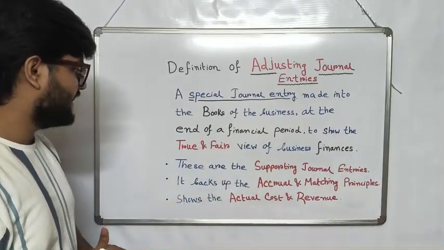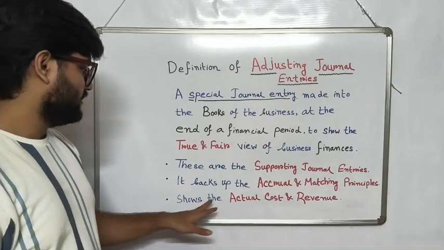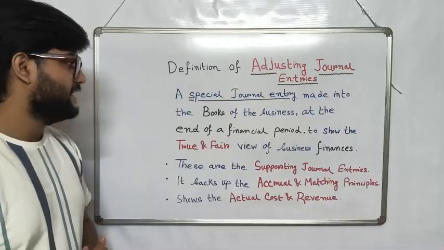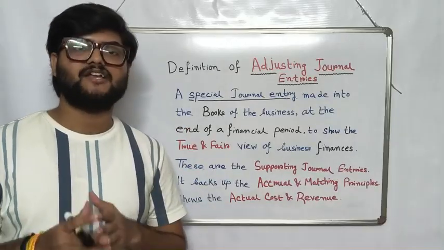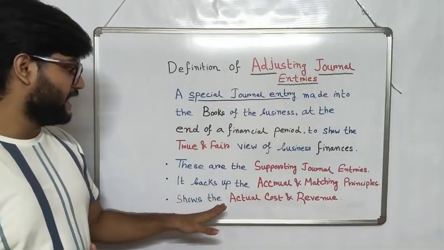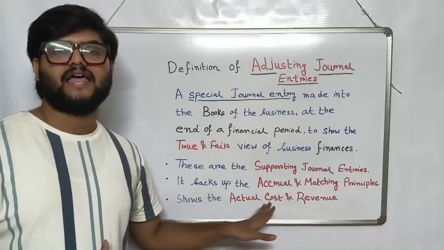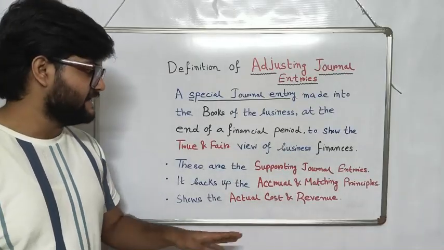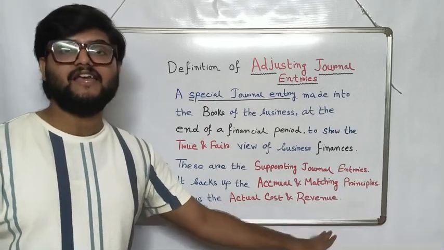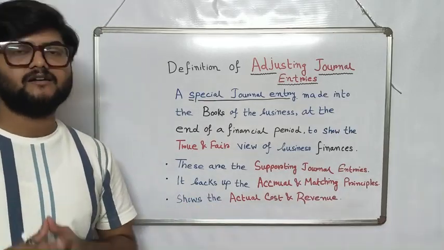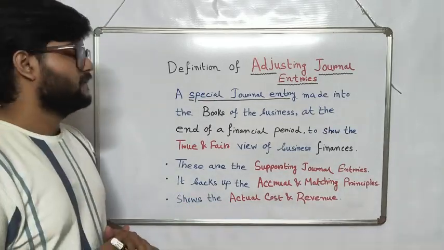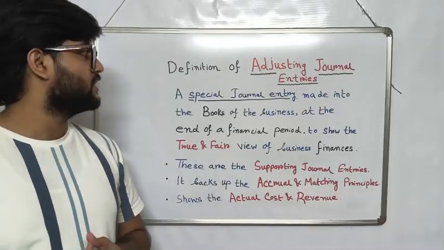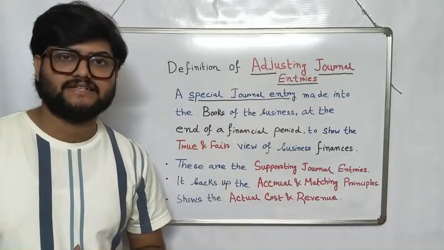And the third one says that it shows the actual cost and actual revenues. Absolutely, that is, at the end of a financial period we are looking at the actual cost or the actual expenses made by the business and the actual revenue that has been earned by the business. So this is all about the definition of adjusting journal entries.